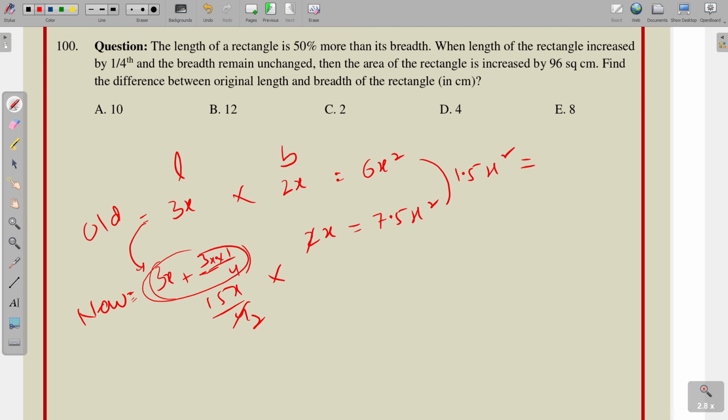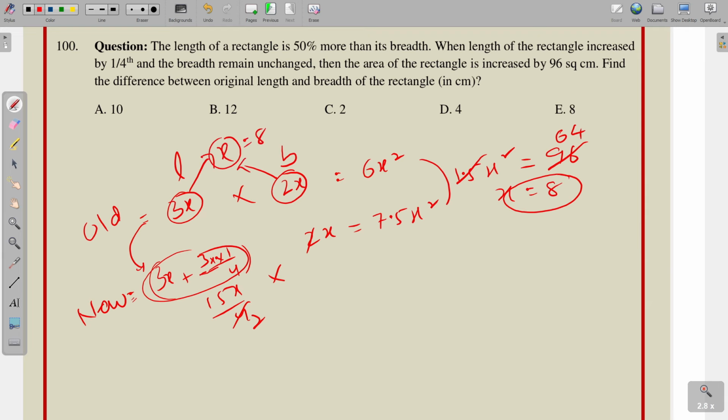But the given in the question is this increased value is 96, 1.5, that is 6 times 90, 4 times 60. So x equal to 8. Find the difference between original length and breadth. Length is 3x, breadth is 2x. These two difference is x. Difference is x means the answer is 8.